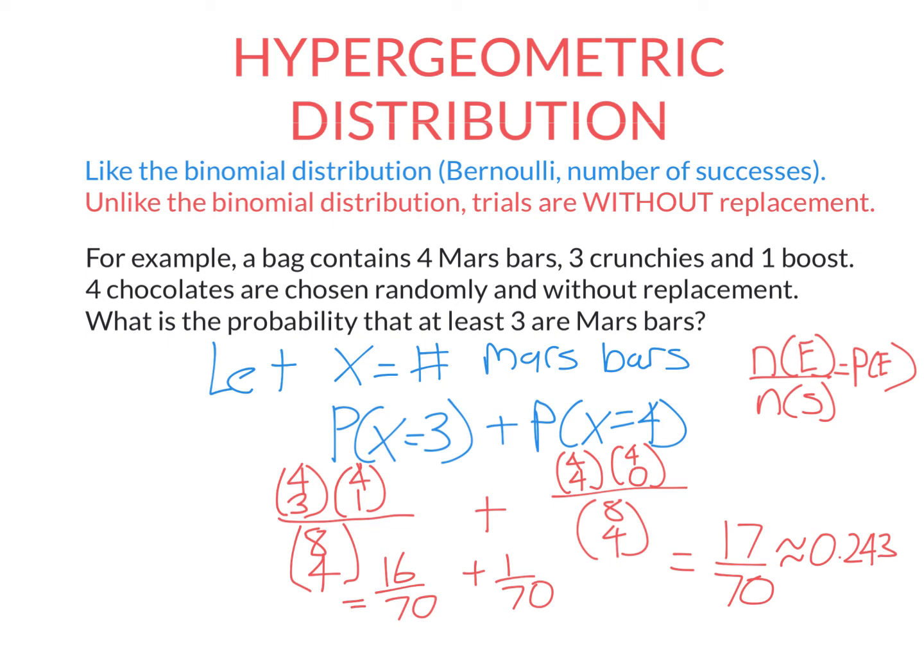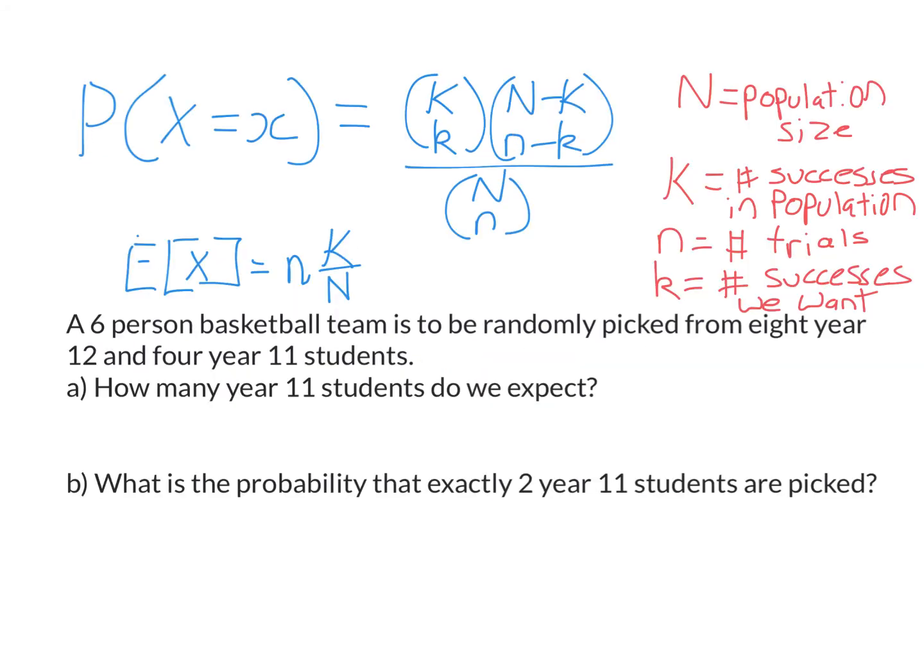So let's look at the actual formula now. So this here is the formula for calculating hypergeometric probabilities. It looks a bit complicated and has 4 unknowns you need to put into the formula, but it really makes a lot of logical sense, as does the expected value. So let's highlight how to use this formula in this example. A 6-person basketball team is going to be randomly picked from 8 year 12 and 4 year 11 students. So how many year 11 students do we expect? So let's go through and calculate all of these.